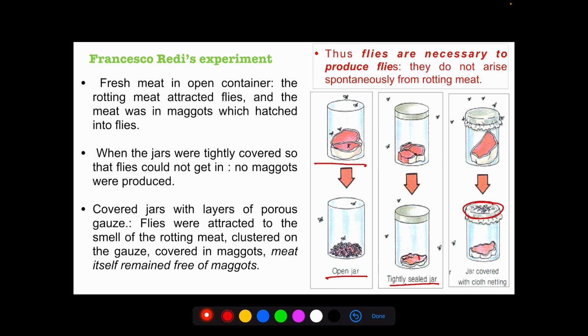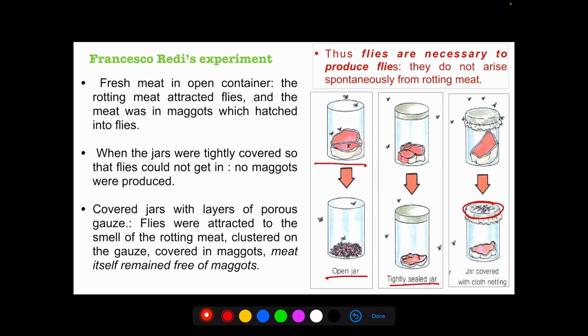The rotten meat attracted flies onto it, and the meat was soon covered in maggots, as you can see in the lower container. These maggots later hatched into flies again. He repeated the experiment, but this time he covered the jar tightly such that no fly could perch on it. And so eventually there were no maggots generated on the meat.